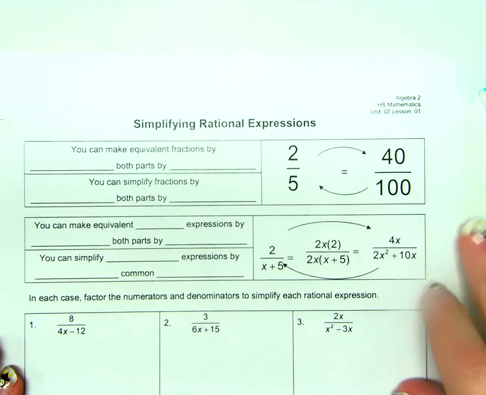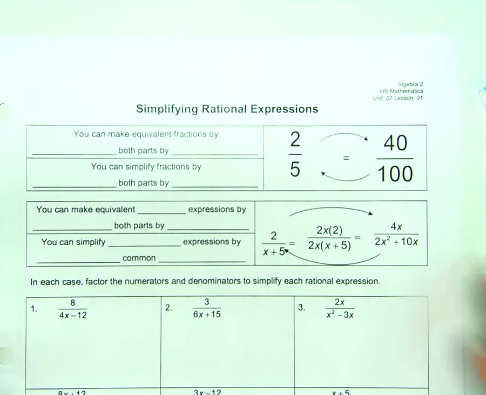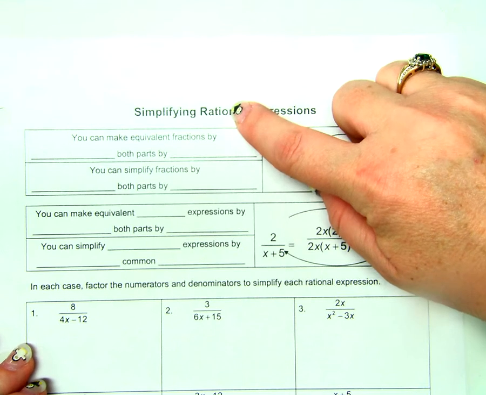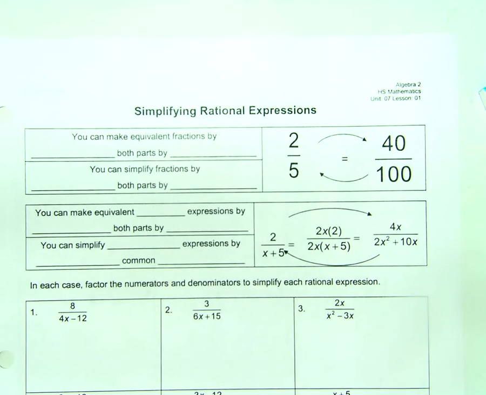Simplifying rational expressions. Okay? What is a rational expression? A ratio, right? Rational. That word's actually in the word. Rational. A ratio, a number that is a fraction. That can be written as a fraction.